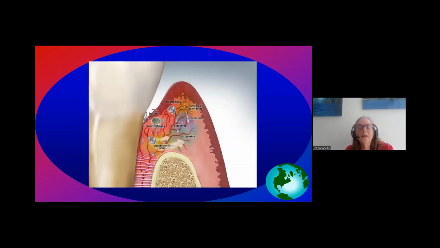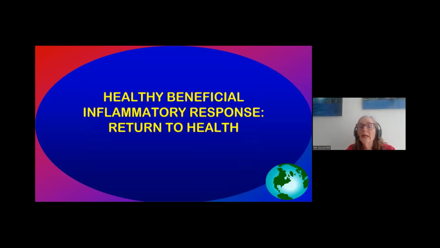So here's what we would see if we could see right into the area around the pocket. The neutrophils are now fewer in number. They are now actually releasing omega-3 fatty acids, and that will produce resolvins. The macrophages are munching up the bacterial remnants, and the arachidonic acid is now creating lipoxin. And as I mentioned, resolvins and lipoxins help stop the inflammatory response in this acute stage, and now we have a healthy situation. So this is the healthy, beneficial inflammatory response, the return to health.